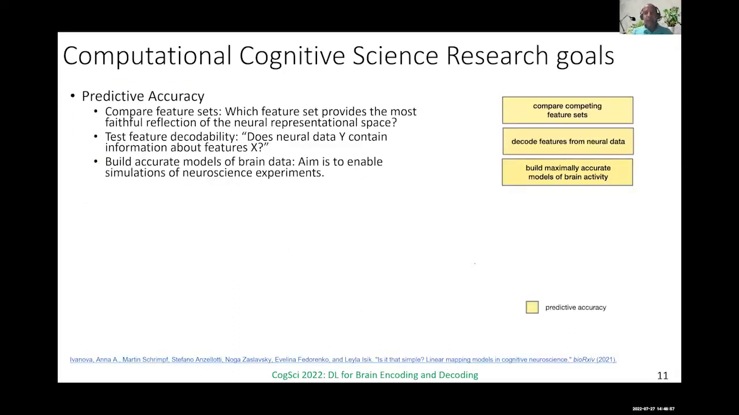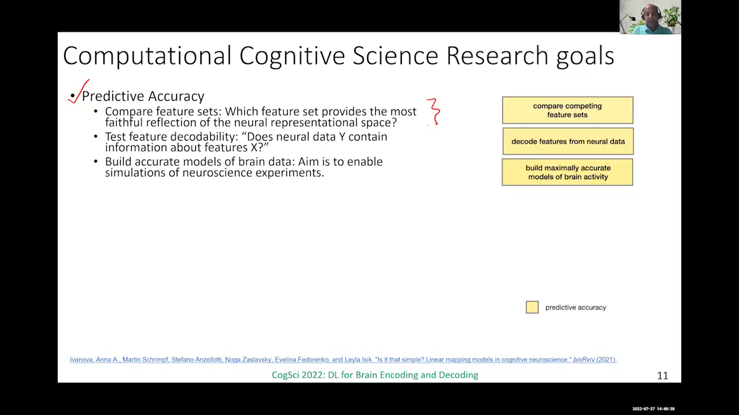Now, what are the primary goals that the current research in this field, computational cognitive science, is pursuing? What are the questions that people are trying to answer? One of them is predictive accuracy. People want to have as high encoding and decoding accuracy as possible, and therefore they are trying different kinds of features. Depending on the kind of stimuli, you have different kinds of features, whether visual, linguistic, and so on. So which particular feature space gives you the best accuracy?